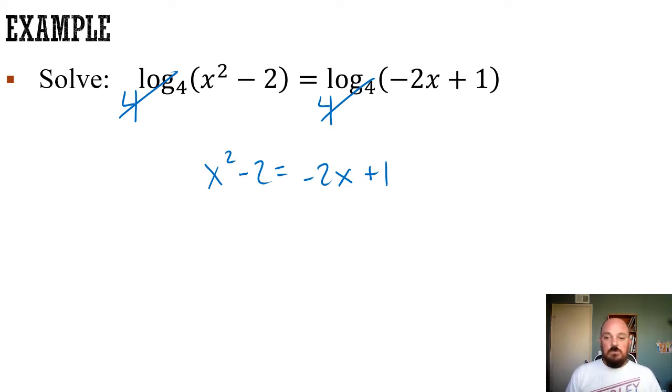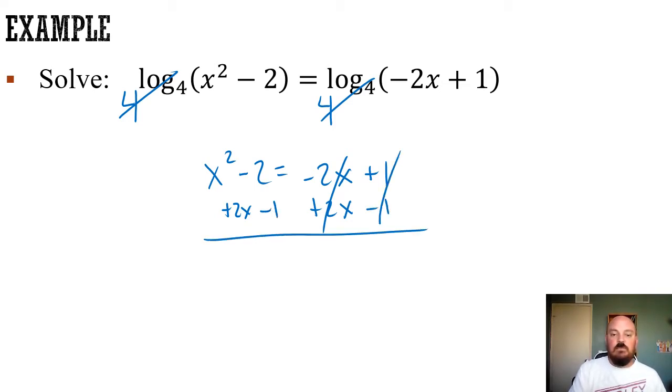Now, because it is a quadratic, you have an x squared term and an x term. We want to get everything on one side, equal to 0. So I would start by adding 2x to both sides. I would also subtract 1 from both sides. I'll just do both steps in one line like this. And basically what you get is x squared plus 2x minus 3 equals 0.